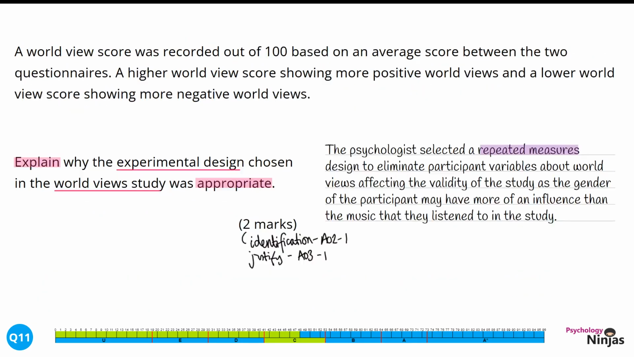Although we've correctly identified that it's a repeated measures design, that's not what our question is asking us to do. We need why this is more appropriate, and we've started to do that by talking about it eliminating participant variables. We've also said the impact of this on our study in that it would affect the validity. However, we've got to have a non-generic response, and here we've selected a particular participant variable in terms of gender that might have more of an influence than the music they listen to.